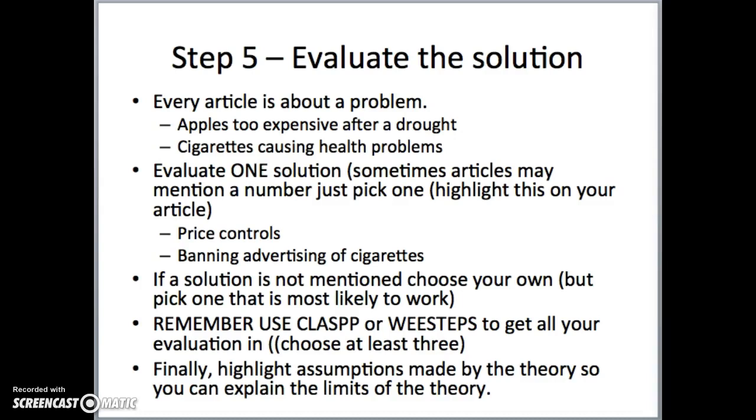As I already said a few minutes ago, sometimes articles may mention a number of solutions. Just pick one. So highlight this in your article to show the examiner which one you're focusing on, because you've only got 750 words and this will soon pass. So for example, apples too expensive after drought. The solution might be a price control. In the cigarette case in China, they've banned advertising of cigarettes, so you need to assess that solution.